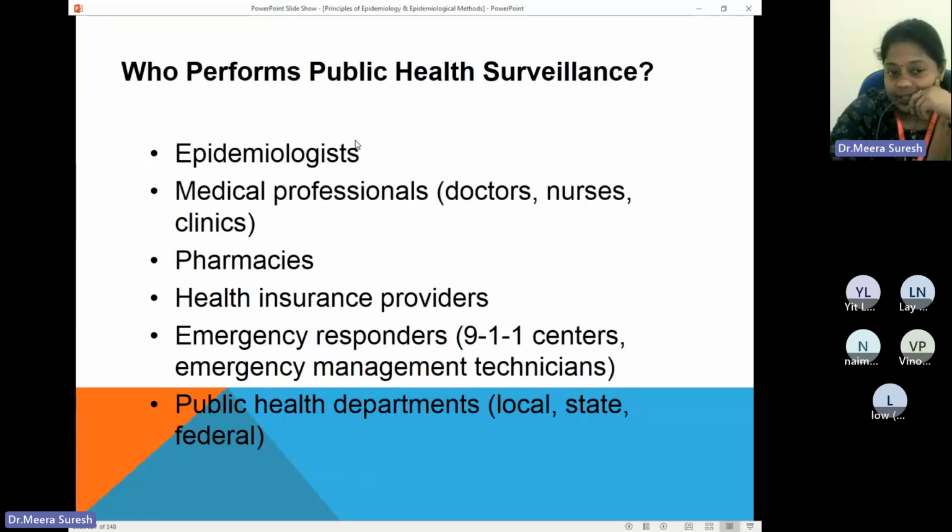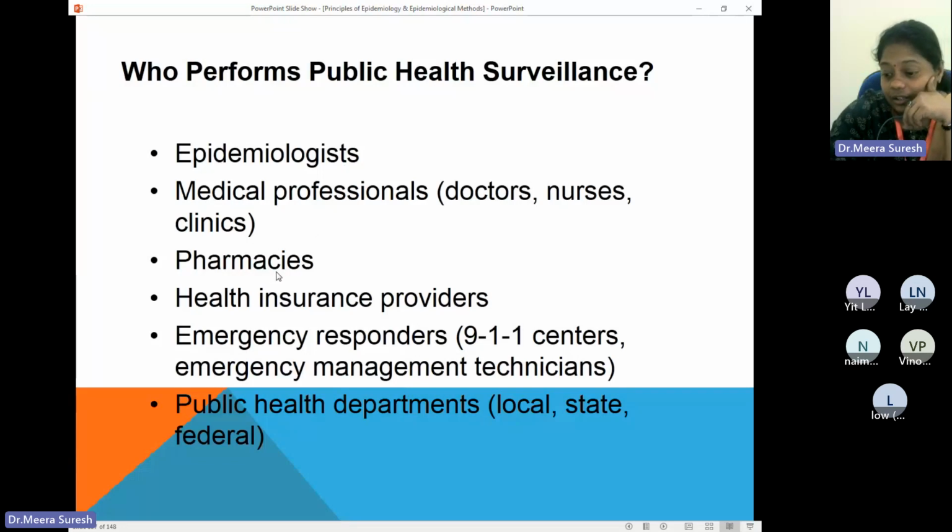A group of people called epidemiologists, the people who have done MPH or a master's in epidemiology, who know about epidemiological methods, incidence calculation, prevalence calculation, attack rates, morbidity rates, the standardized method, the people who understand that language. Medical professionals can do it too. Of course, they may not be analyzing the data, but at least they will collect the data and give it to the concerned epidemiologist.